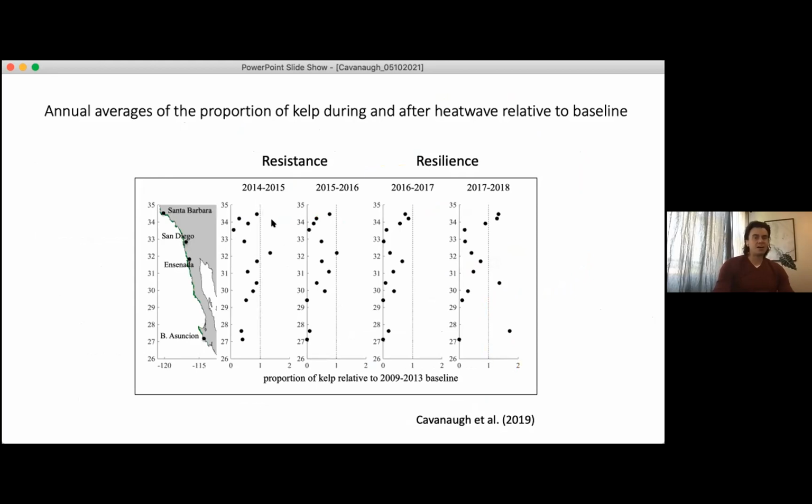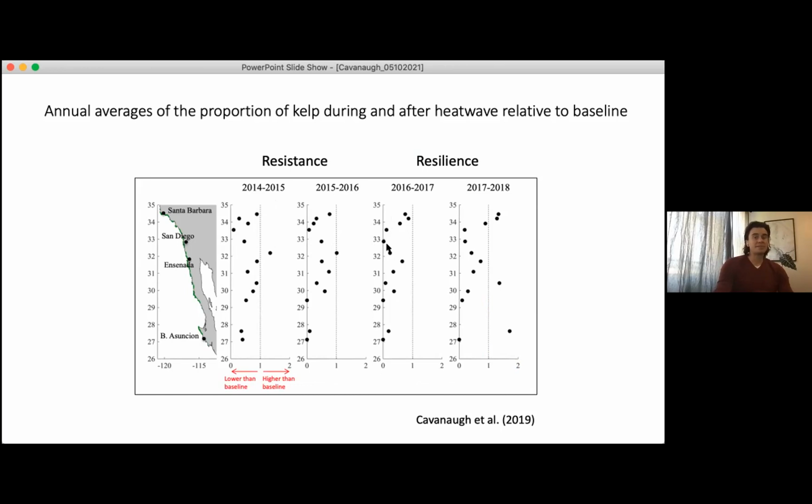This is showing the same data. I'll go through this quick because it's the same thing, just for all segments rather than the selection that I showed earlier. And so this x-axis here is the proportion relative to the baseline. So if you're below 1, you're lower than baseline. If you're above 1, you're higher than baseline. And essentially what you can do is let your eyes move from 14-15 to 15-16 to 16-17, and you can see this shift to the left, basically this widespread decline in kelp relative to the baseline across these years.